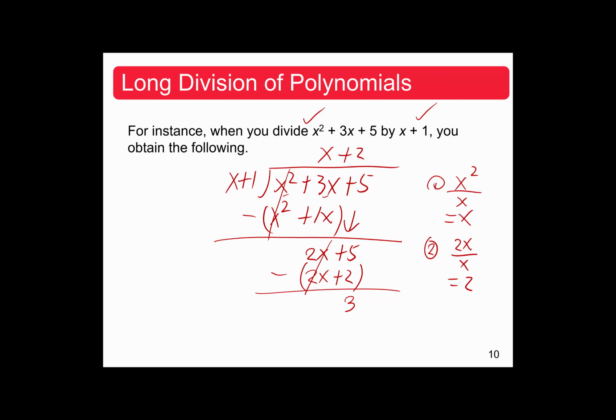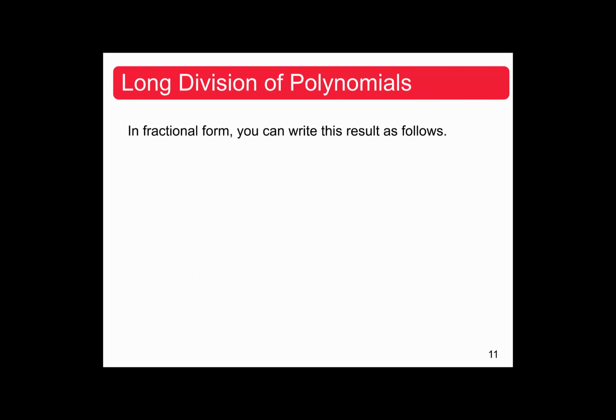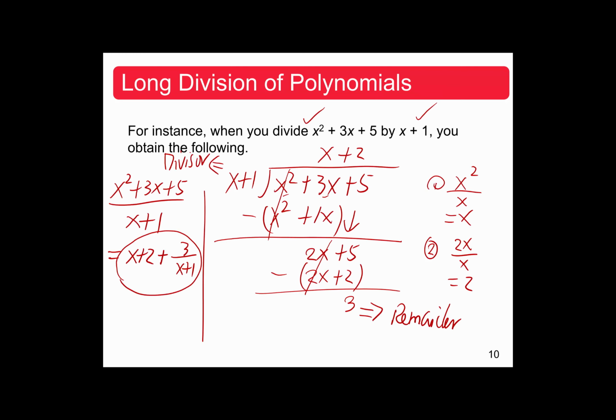So for this particular example, when dividing x squared plus 3x plus 5 by x plus 1, you should write the answer as quotient x plus 2 plus remainder 3. This is the remainder over the divisor. This is the divisor, x plus 1. And that's how we write the result. Right? Quotient plus remainder over divisor.